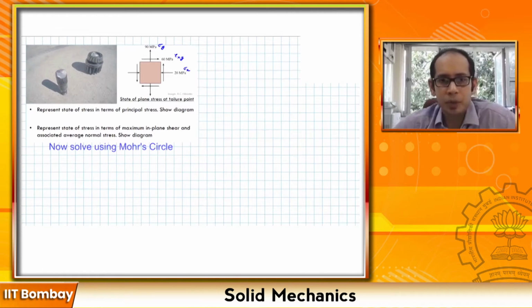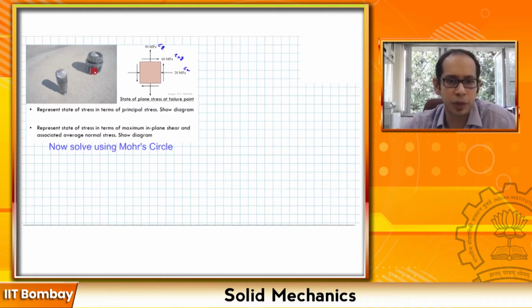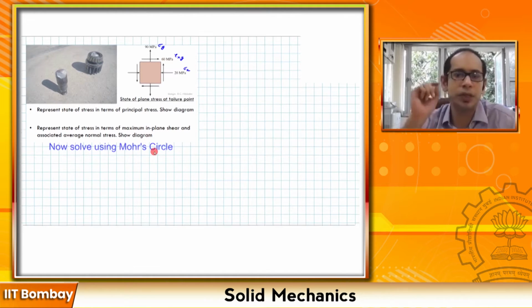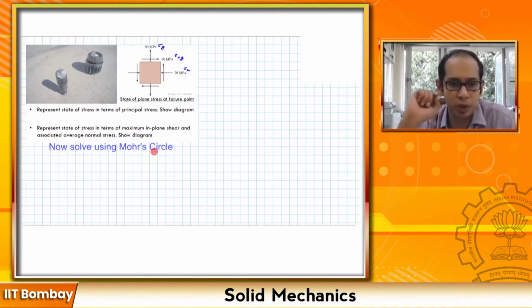So this is a problem example we have seen previously also, where we had that bolt which was undergoing failure, for which at the failure point, this was the state of plane stress. Remember, sigma x was minus 20 because it's compressive, sigma y is plus 90, and tau xy is a positive 60 that you have over here. So now we are asked to do the same problem, but using the Mohr circle, and you will see how easy it becomes.